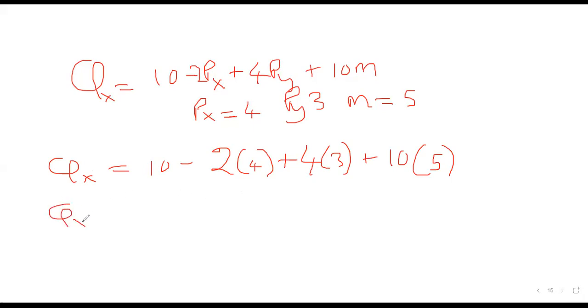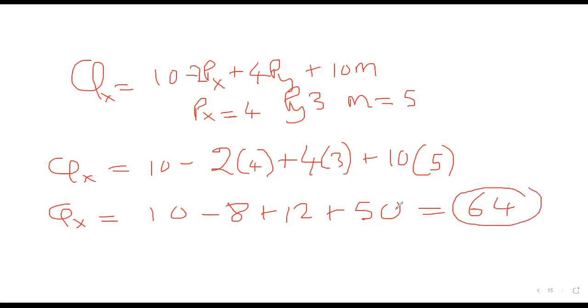Okay, so we have 10 minus 8, plus 12, plus 50. So this will be 2 plus 12 is 14. 14 plus 50 is what? 64. That is our quantity demanded.